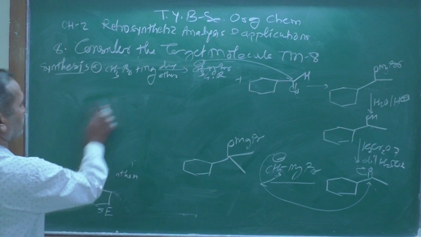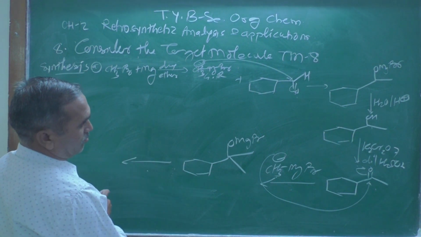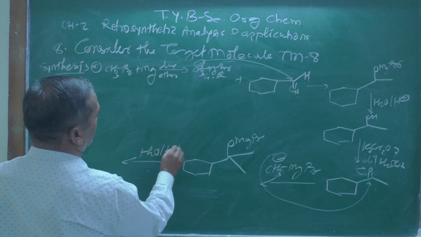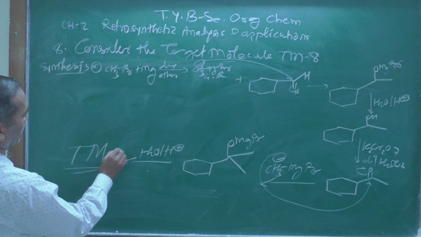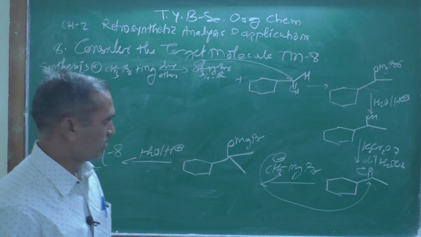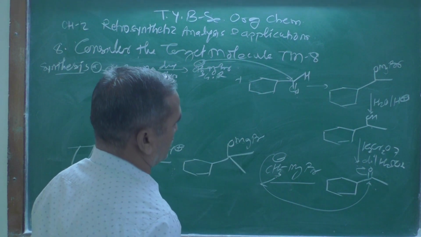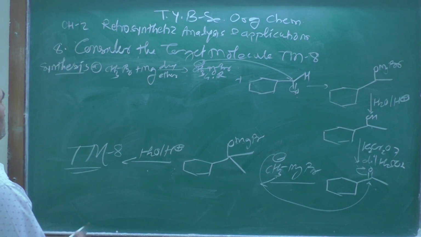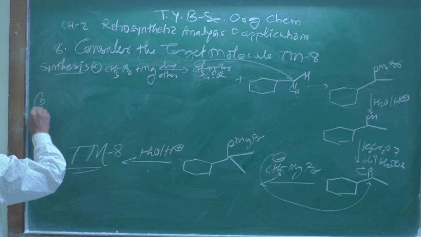Now what I am going to add over here is hydrolysis, just H2O in the presence of H plus. I must get target molecule number 8, right? Got it? Just hydrolyze it, and you will get a tertiary alcohol. This is the A route, and now I am showing the B route over here.